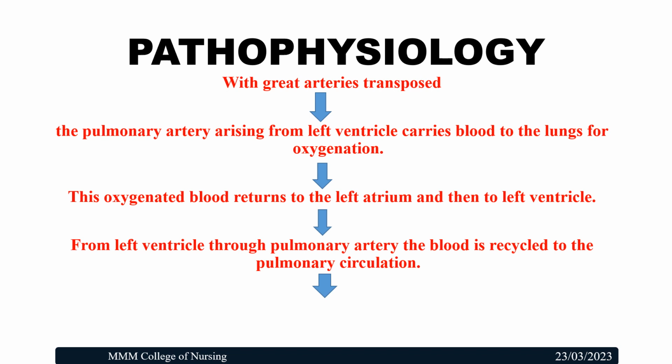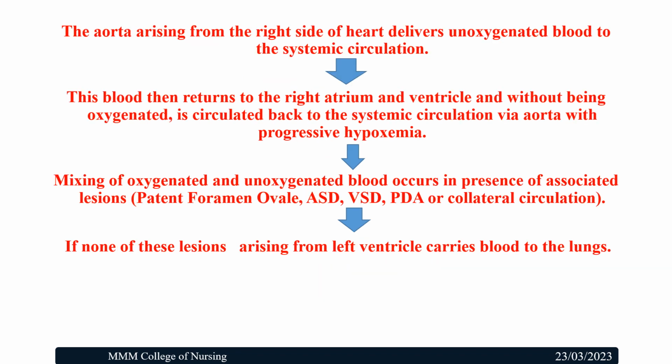Coming to the pathophysiology, with the great arteries transposed, the pulmonary artery arising from the left ventricle carries blood to the lungs for oxygenation. This oxygenated blood returns to the left atrium and then to the left ventricle. From the left ventricle through the pulmonary artery, the blood is recycled to the pulmonary circulation. The aorta arising from the right side of the heart delivers unoxygenated blood to the systemic circulation.